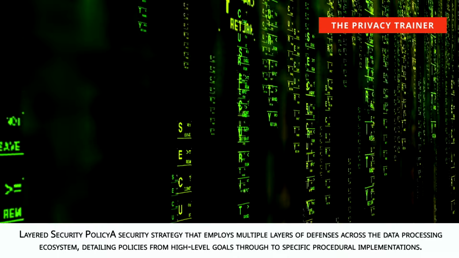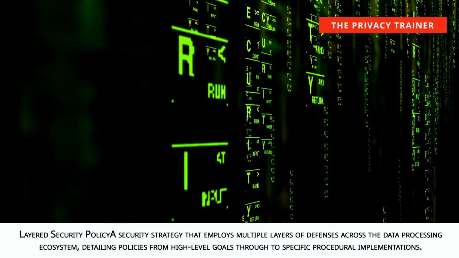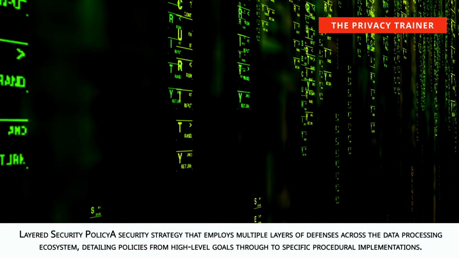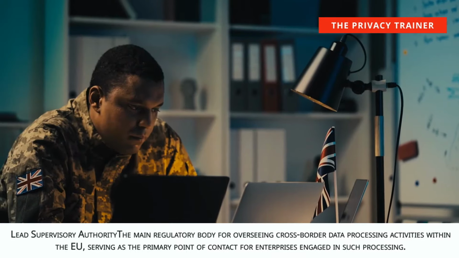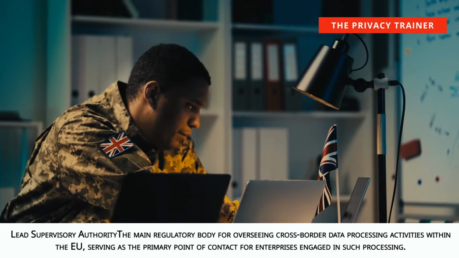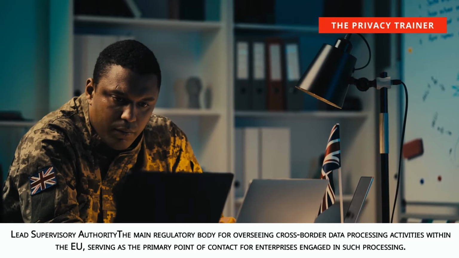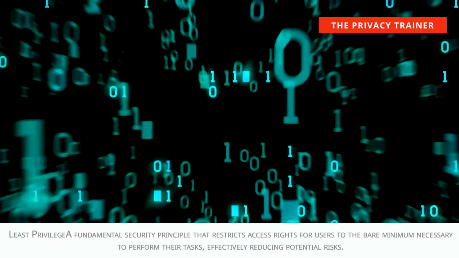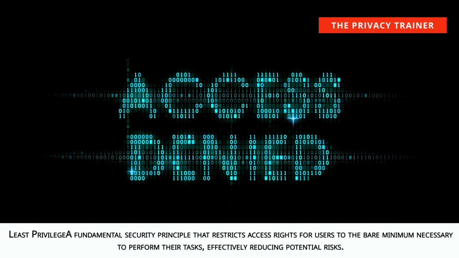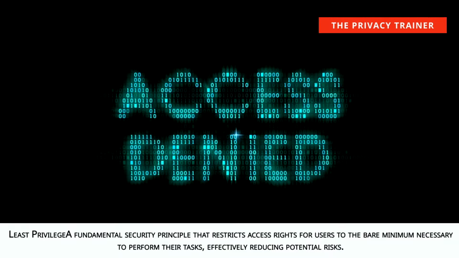Layered security policy: a security strategy that employs multiple layers of defenses across the data processing ecosystem, detailing policies from high-level goals through to specific procedural implementations. Lead Supervisory Authority: the main regulatory body for overseeing cross-border data processing activities within the EU, serving as the primary point of contact for enterprises engaged in such processing. Least privilege: a fundamental security principle that restricts access rights for users to the bare minimum necessary to perform their tasks, effectively reducing potential risks.